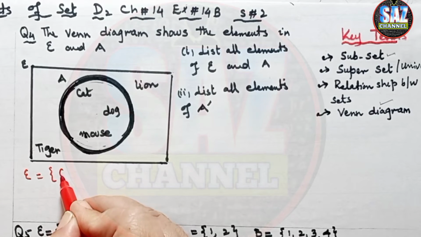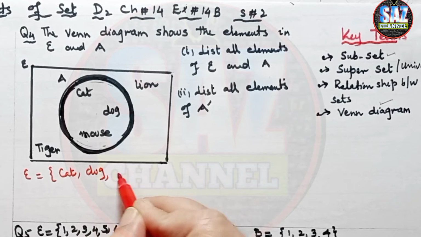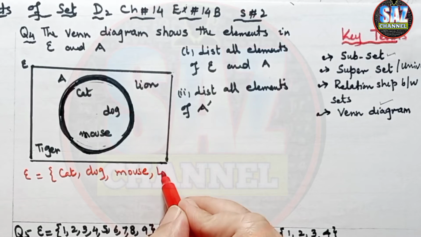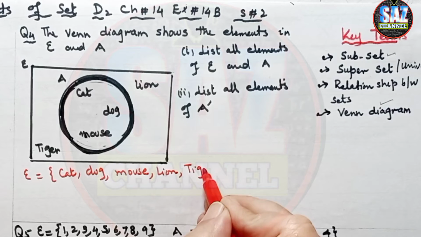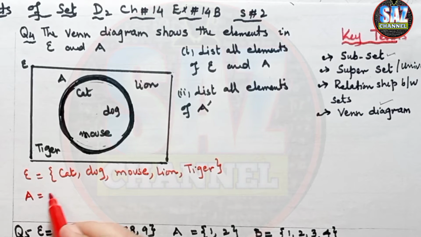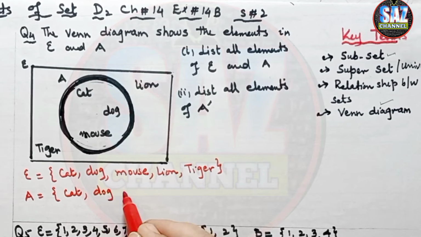cat, dog, mouse, because A is a subset, A is completely coming in universal, tiger, and A will have the elements, that is cat, dog and mouse.